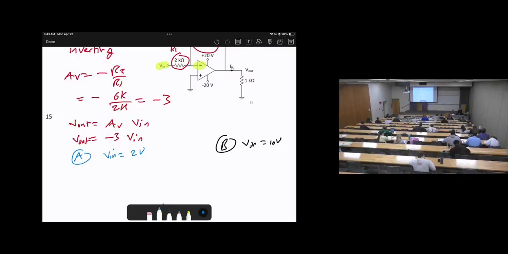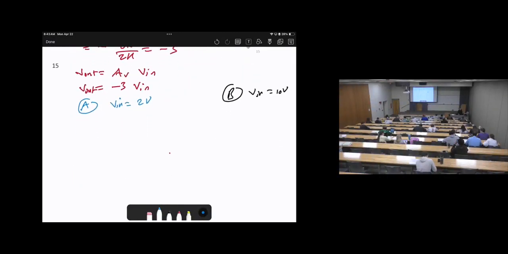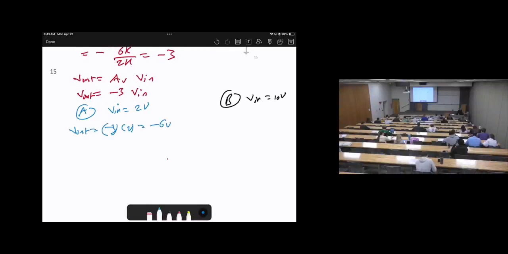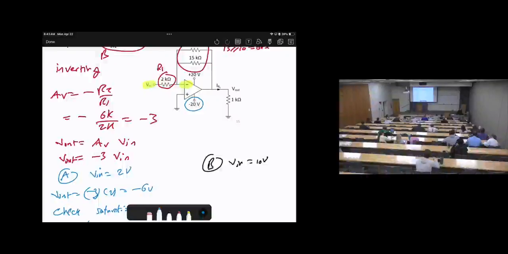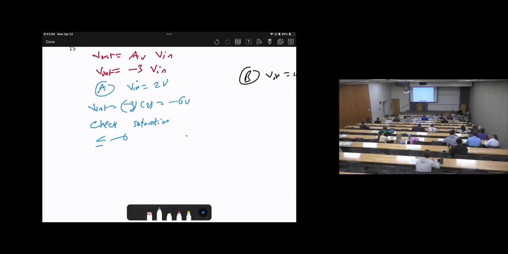Okay, let's do the first one, when Vin equals 2 volts. So Vout will be negative 3 times 2, which will make it negative 6 volts. Now, check saturation. Is negative 6 bounded between negative 20 and 20? Yes, it is. So Vout will be the same, negative 6 volts.